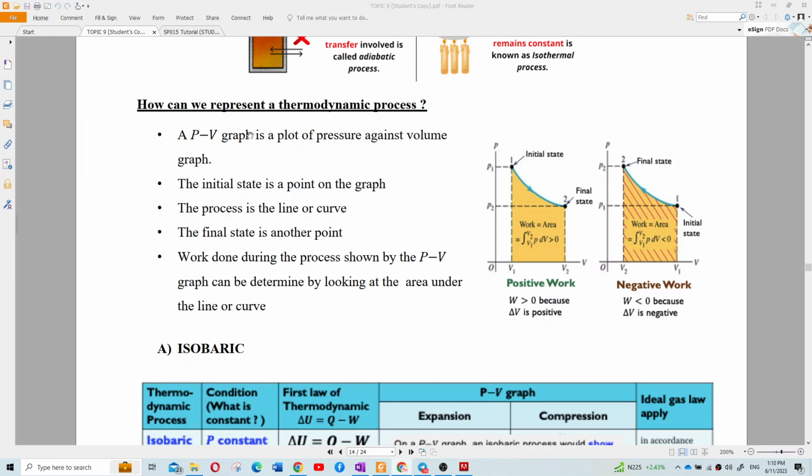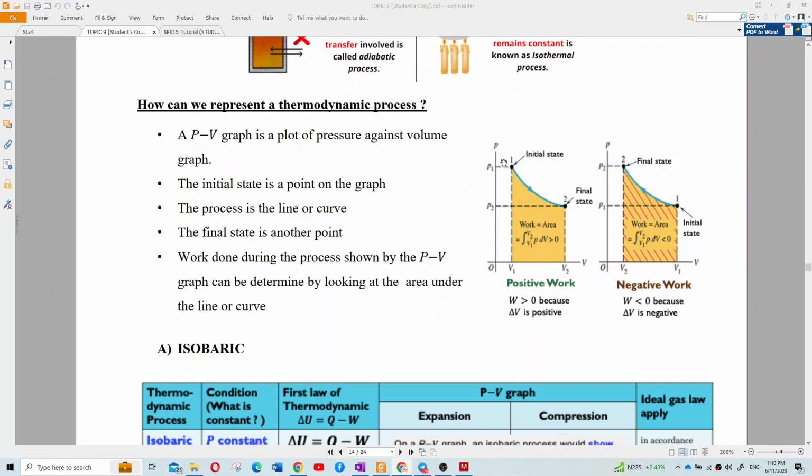Okay, so what is a PV graph? A PV graph is a plot of pressure against volume. This PV graph is used to represent thermodynamic processes. As you can see, the PV graph has two points. The first point is the initial state. The second point is the final state. So each point represents a state. We have the initial state, the final state, and then we can see the curve.